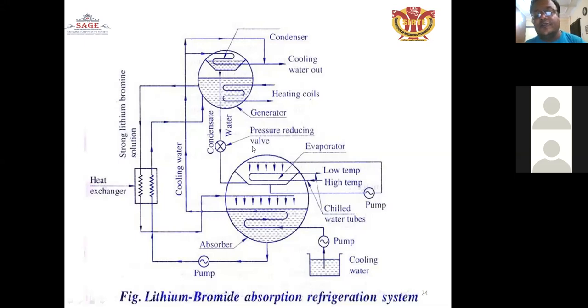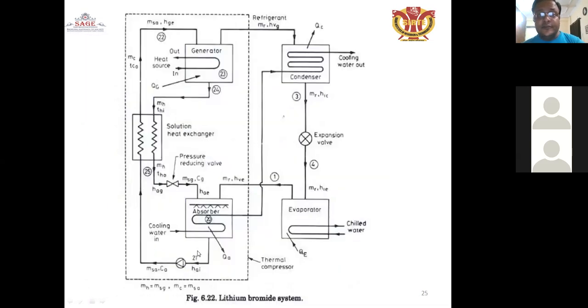After that it passes through this device, called the evaporator, and this is called the absorber. The refrigerant vapor is collected into the cooling water that is circulated as per the requirement, and after that it passes through the absorber, and then it is passed to the heat exchanger by the pump. This is another type of lithium bromide system circuit diagram in which the mass, heat, and enthalpy balance is discussed.